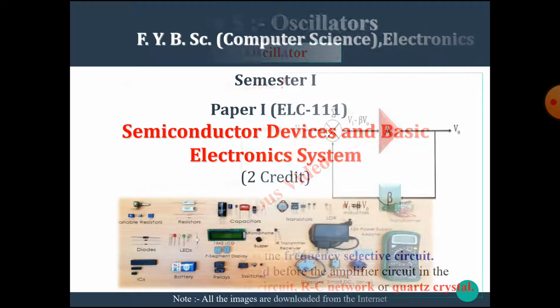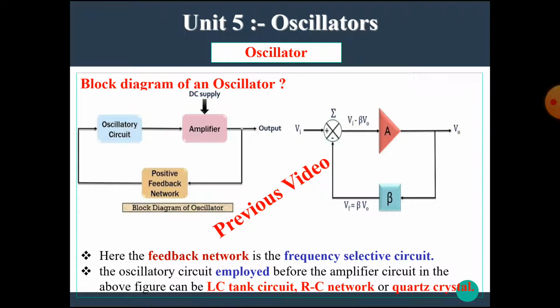In the previous video, we saw the concept of the oscillator and the Barkhausen criteria. The link of the previous video is available in the description box. Please check it. Now, in this video, we are going to see the concept of the Wien-Bridge oscillator.